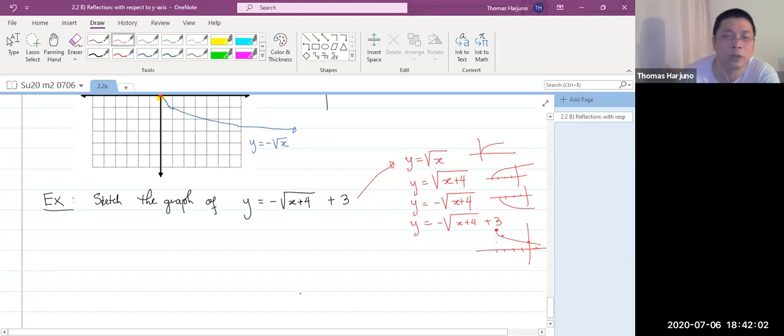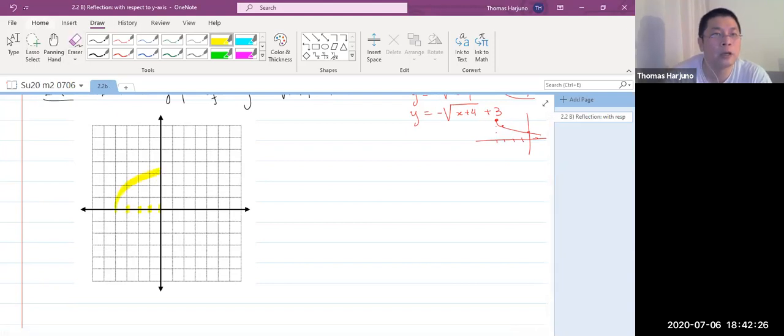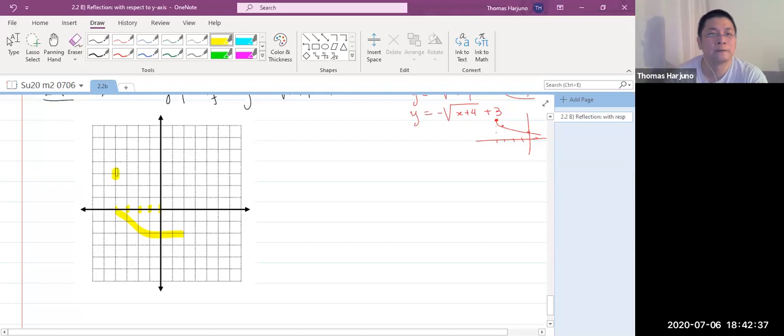Okay, now let's put them in practice. So originally the quote-unquote vertex is here. 4 units to the left, right? And then make it upside down. And then up 3 units. So the new vertex will be there.